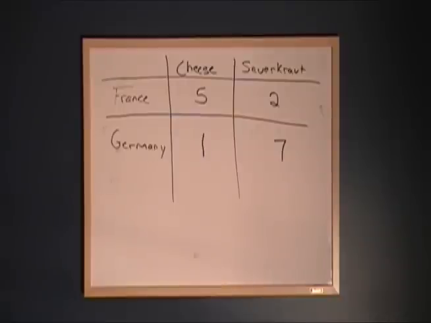Now the question is, who can produce cheese at a lower absolute cost? Well, using the same amount of resources, the same level of resources, France can produce 5 wheels of cheese to Germany's 1. In this case, France has an absolute advantage in producing cheese because they can produce more using the same resources. So France has the absolute advantage in cheese.